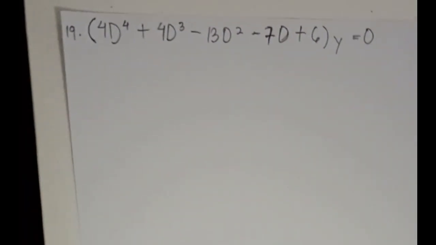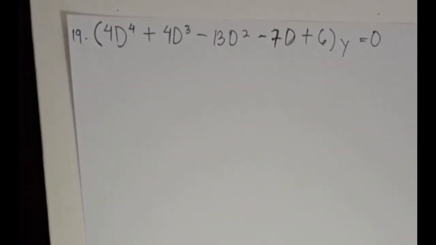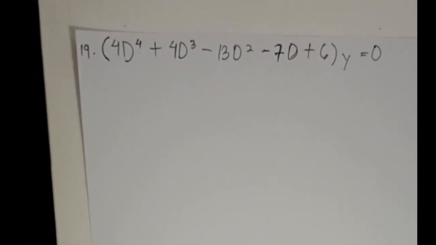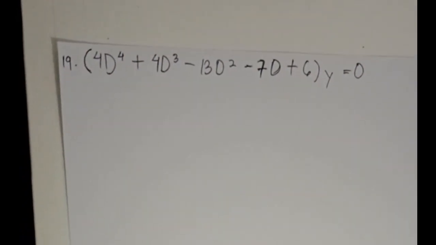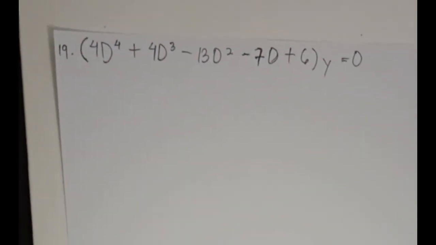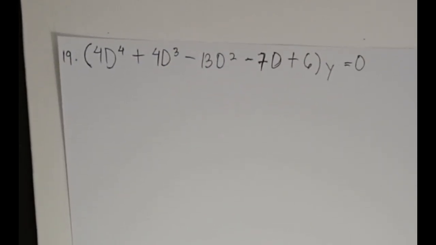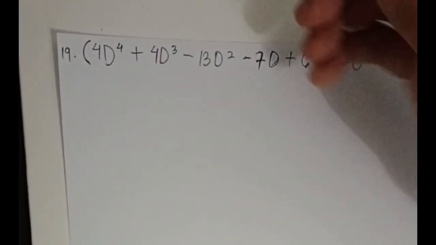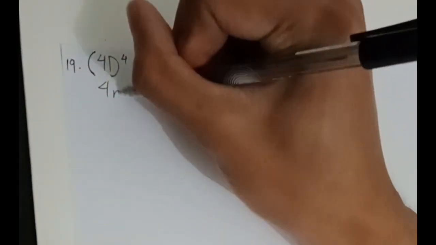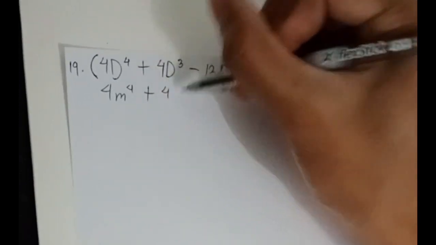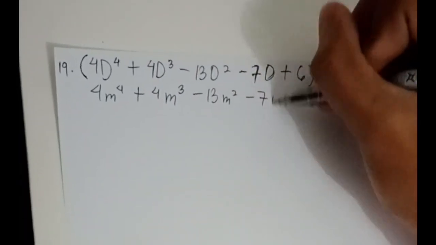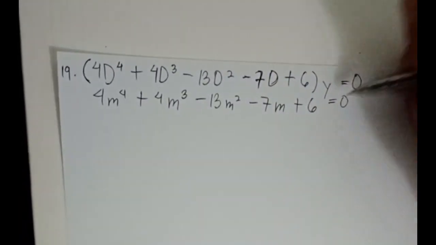Problem number 19 is (4D to the power 4 plus 4D cubed minus 13D squared minus 7D plus 6) times y equals 0. Like before, we will assume that x is our independent variable and y is our dependent variable, so D is dy over dx. The first step is to convert this into an auxiliary equation: 4m to the power 4 plus 4m cubed minus 13m squared minus 7m plus 6 equals 0.